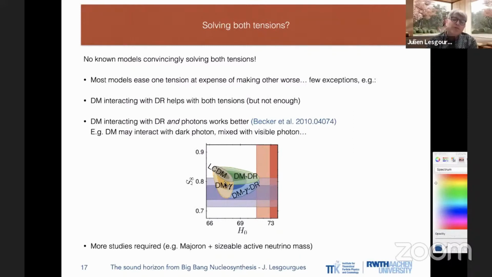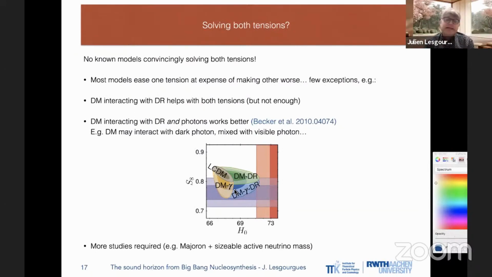And if your dark matter would couple at the same time with photon and dark radiation, then you can really achieve a relatively large H0 and a really small value of S8. And you could think this is completely crazy. Maybe it is. Maybe it's very fine-tuned. But okay, you could say that dark matter could interact with a dark photon. The dark photon would be the dark radiation.